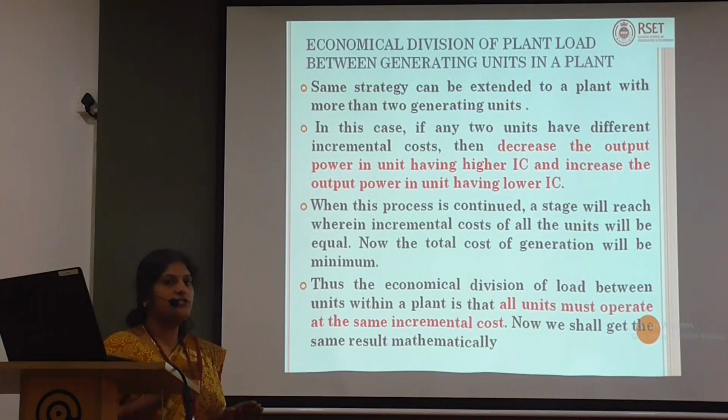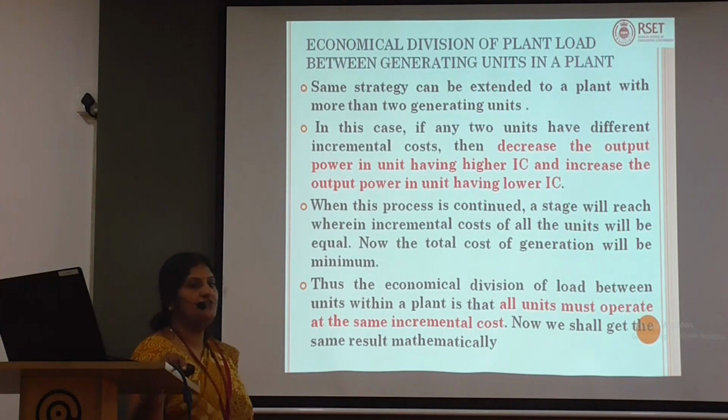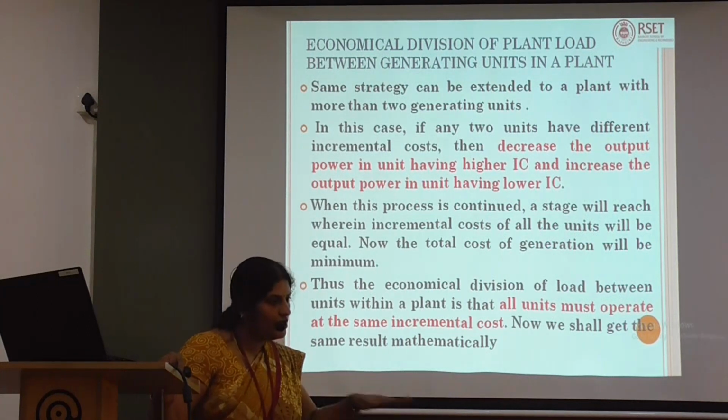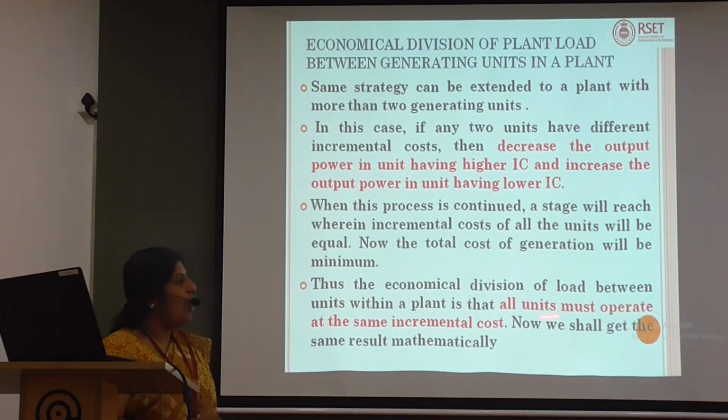So the general strategy adopted for economic division of load among the different units within a plant is that all the units must finally operate at the same incremental cost. That is the strategy adopted. All the units have to operate with the same incremental cost. Let's see how this logic works out mathematically.